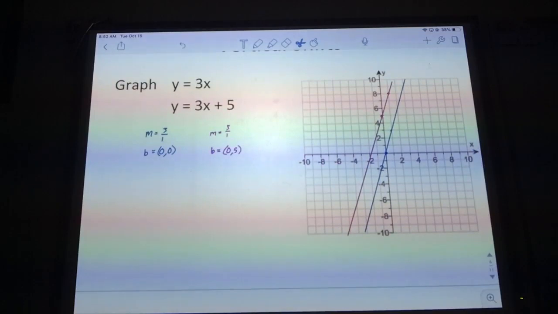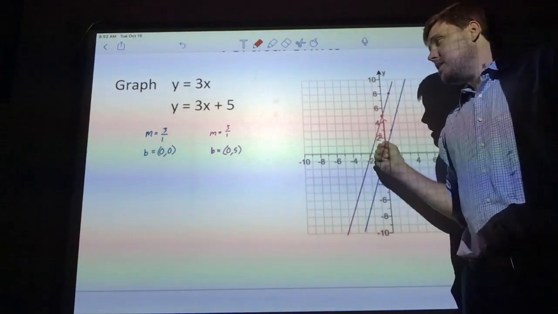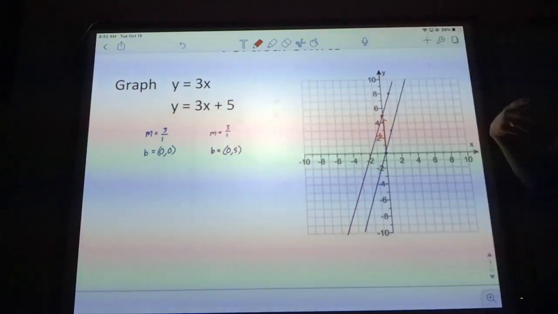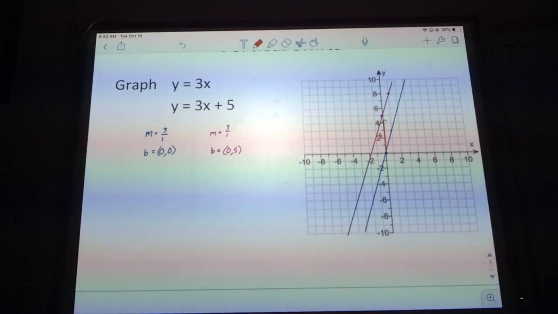So what happened between these is this dot, this origin, went up 5. Okay, it went up 5. And the reason it went up 5 is because we put a plus 5 on the outside. Okay, so what that shows us is that if anything's added or subtracted onto the outside, that moves it up or down, because that's just a y-intercept, and that's what we've been working with the whole time.